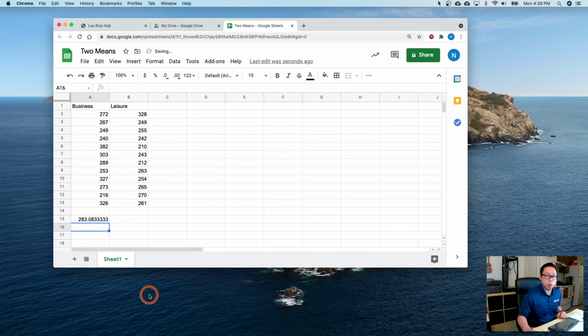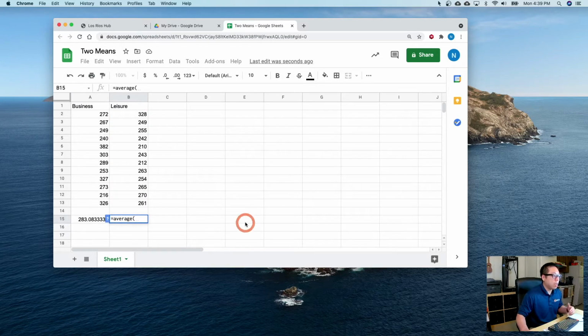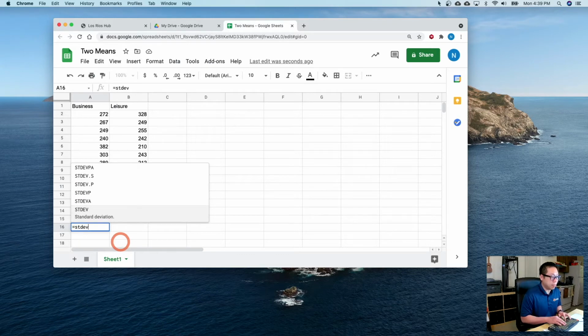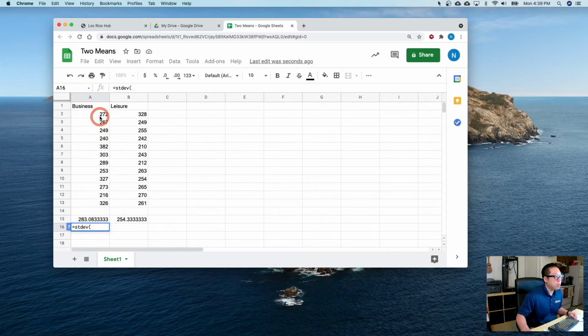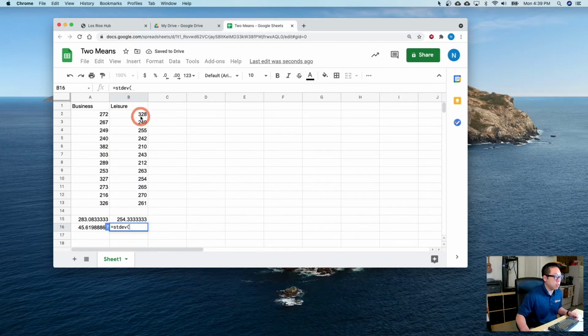Okay, that's the mean for the business. Then I'll move over and do the same thing for leisure: equals AVERAGE, parentheses, highlight the leisure column. Okay, that's the mean for the leisure. And then I need the standard deviation also. The command for standard deviation is equals STDEV, parentheses, highlight the business numbers. And then for leisure, equals STDEV, parentheses, highlight the leisure numbers. And that's going to be the standard deviation for the leisure.